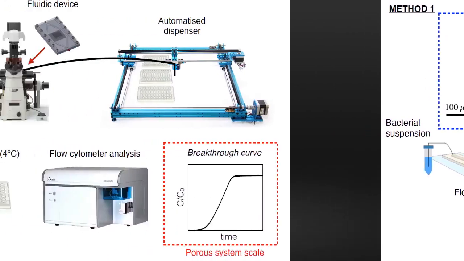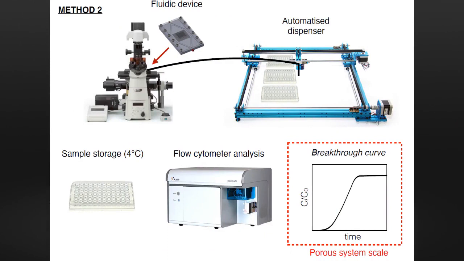The second method, using larger fluidic devices coupled to an automated dispenser and flow cytometry, can be used to study bacterial transport phenomena at the scale of entire porous systems. Such methods can also be deployed in laboratory-scale column studies, as well as small field surveys.